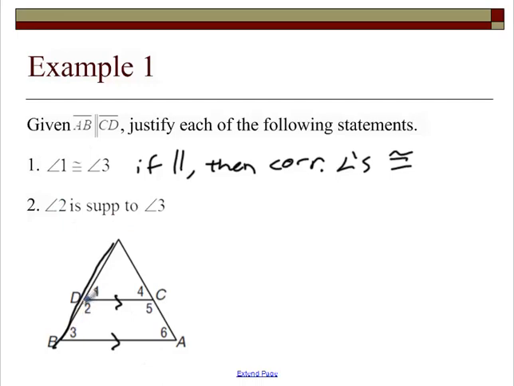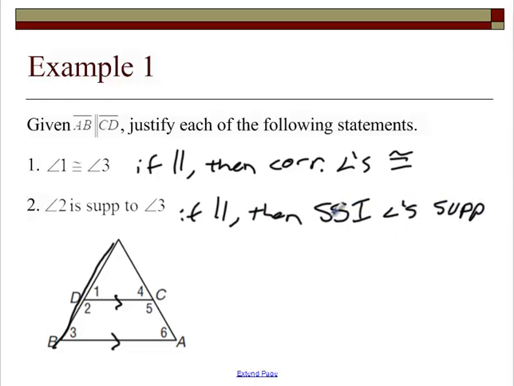Why? Well, they're in between the parallel lines, and they're on the same side, so they're same side interior. We know that they're parallel, so that's why I'm saying if parallel. This is what's given to you, parallel lines. If parallel, then same side interior angles are supplementary. Since they're on the same side and they're on the interior, they're supplementary. So we have to write it as that conditional statement.